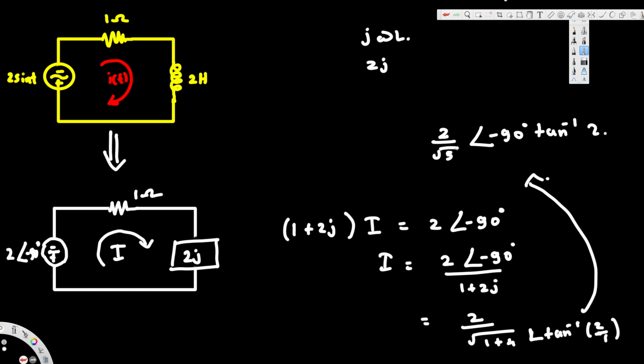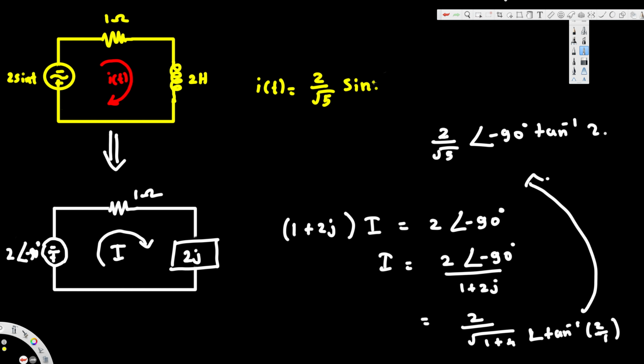Now this one is in phasor domain, and we have to convert it back into time domain. When you convert, this first value is going to be the amplitude, okay? Let's put the i(t) value. The amplitude is going to be 2 over square root of 5, and then we are going to put sine. But when we put sine, if it's negative 90, it means in sine that's 0 degrees, right? So we eliminate this negative 90.